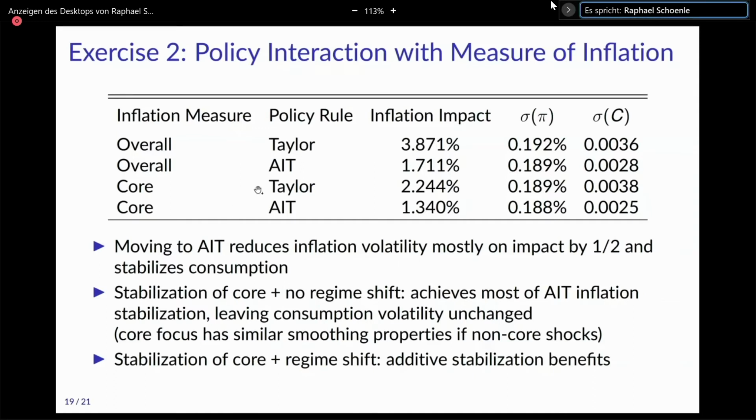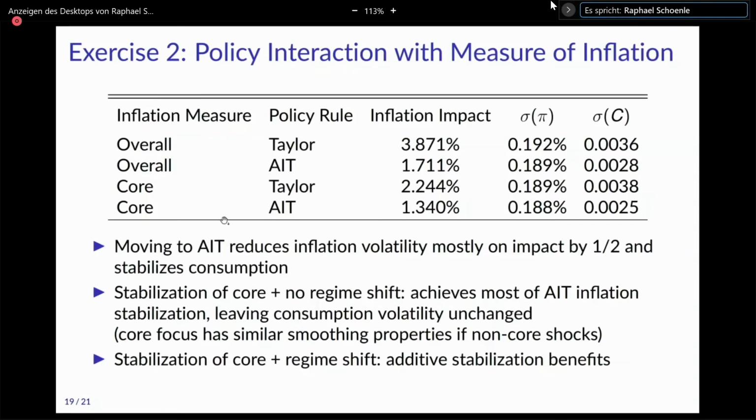What's interesting is that if you consider stabilization of core, but not shifting to average inflation targeting, so comparing the third and the first row, you gain much of the stabilization properties of average inflation targeting. You don't quite get there, and there's a little bit of a trade-off here with aggregate consumption. The reason, and I think that's quite interesting, is that focusing on the core has somewhat similar smoothing properties as if you smooth everything using average inflation targeting, by nature, since these non-core shocks don't get ignored, but only indirectly have an effect.